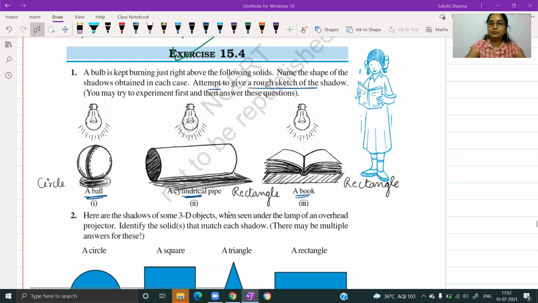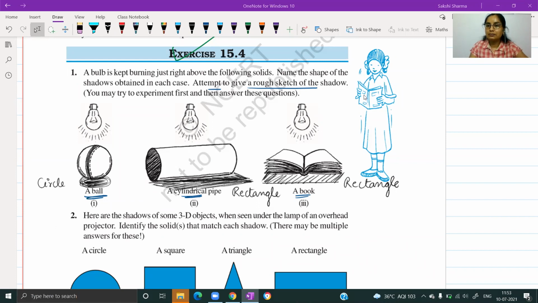Yes, Rishit? Sorry, I think I unmuted Tarandeep. Rishit, unmute beta. Ma'am, how do we come to know that the shadow of the subject will be this? Looking at this shape, you have to put your imagination to play. We could also experiment, but not at that time. You could use the flashlight of your phone and use a ball or a pipe kind of object and experiment this.